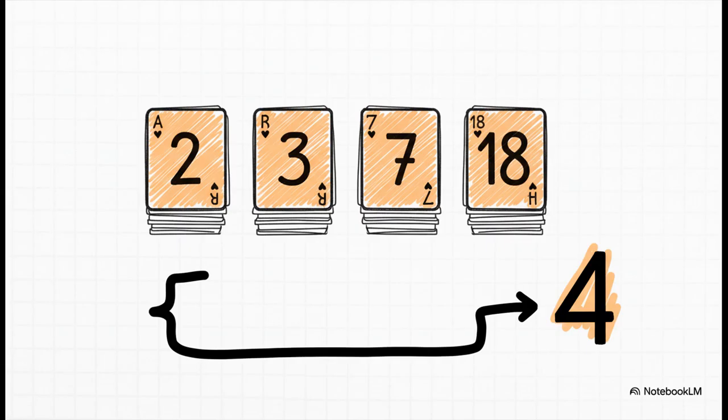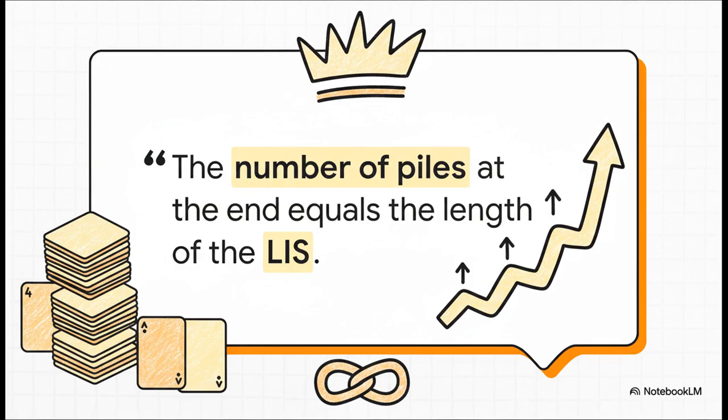We end up with 4 piles. The top card of the first pile is 2, the second is 3, then 7, then 18. And what do you notice? The total number of piles is 4.